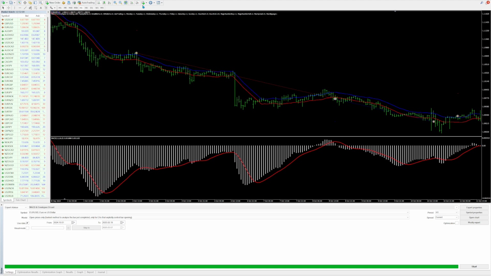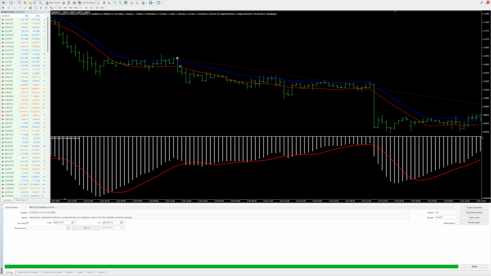For the envelopes reversal condition, price would need to be above the upper envelope, so the blue one in this instance, for a sell trade. Price would need to be below the lower envelope for a buy trade. So you're just doing a reversal when price breaks out through either side of the envelope.